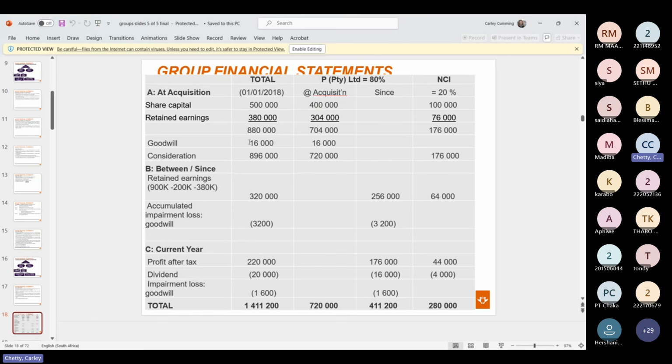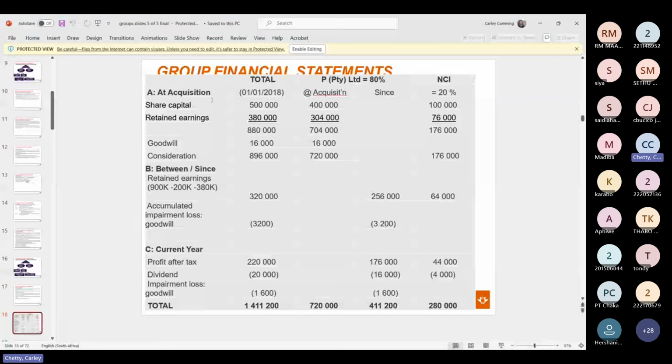And then we're going to minus the 380,000, which is the retained earnings on acquisition. This is the pre-acquisition profits. So if we say 900,000 minus 200,000 minus 380,000, that will give us 320,000. 80% of that will go to P, and then 20% of that will go to the non-controlling interest. Then we have our impairment for goodwill, and we'll go through the calculation of that.